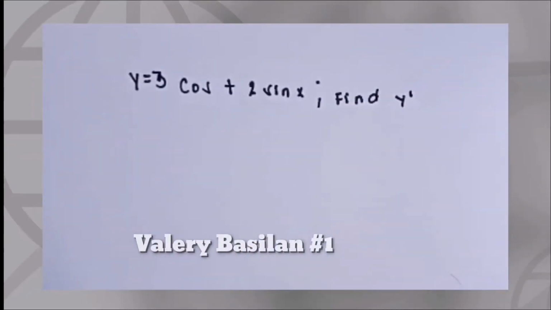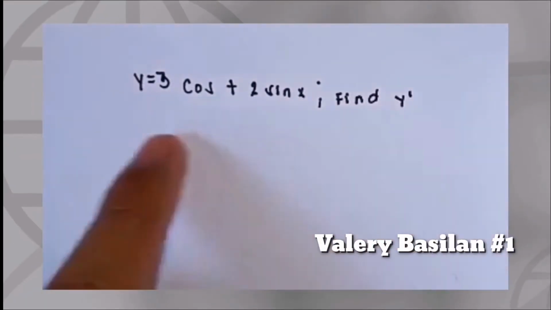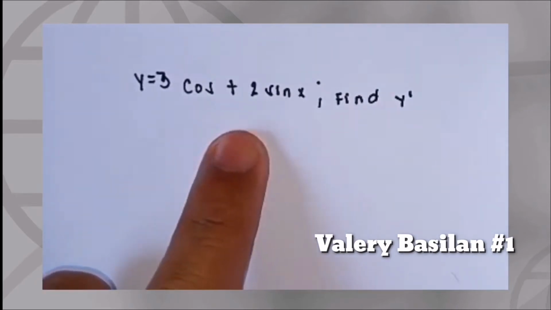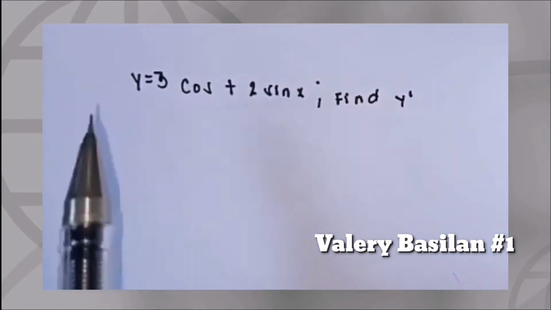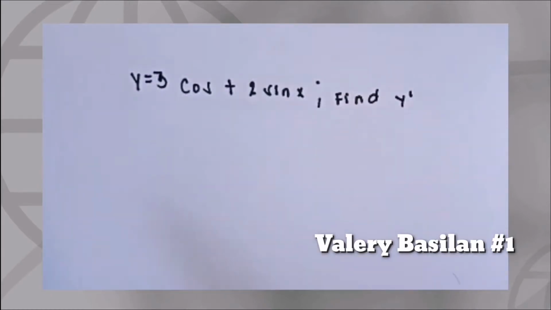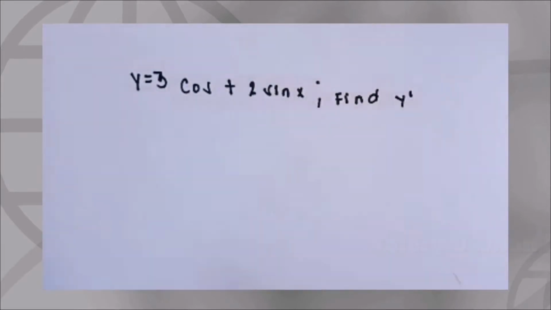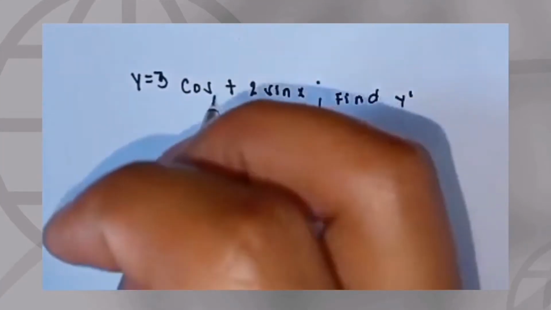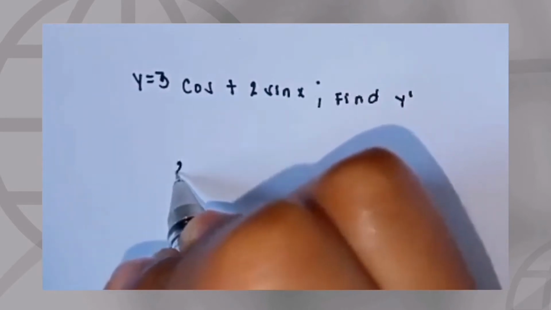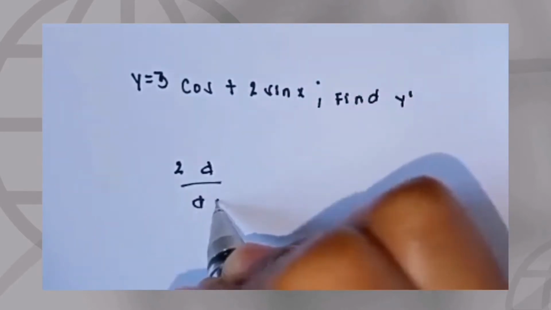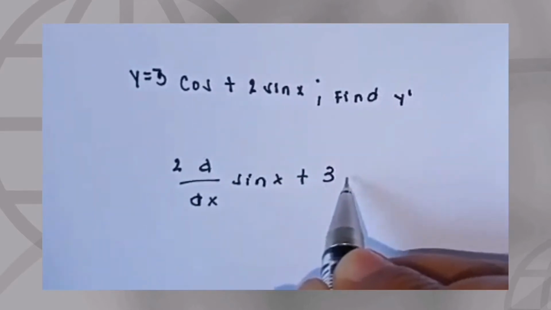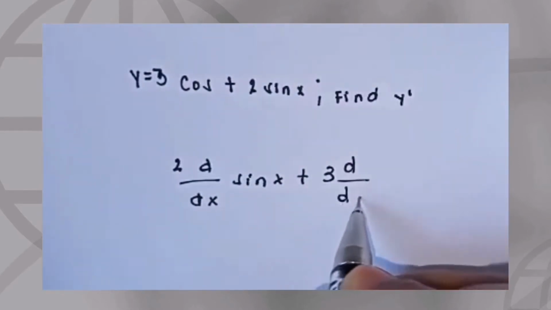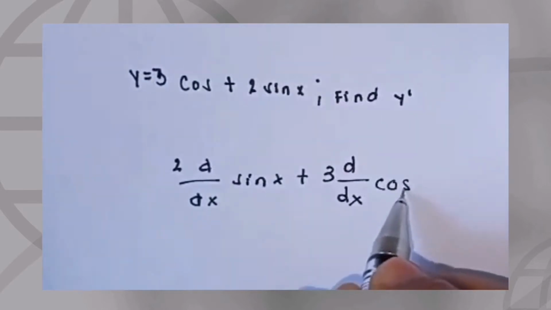So today I'm going to show you how to get the y prime of 3 cosine x plus 2 sine x. I'm going to transpose this 2. It depends on you if you're going to transpose it, but it will arrive at the same answer, with a different structure but the same value. So let's write this in the form of 2 d over dx sine x plus 3 d over dx cosine x.